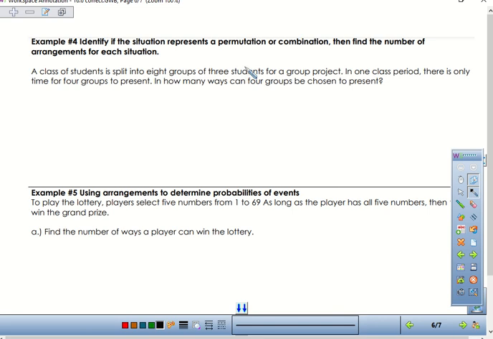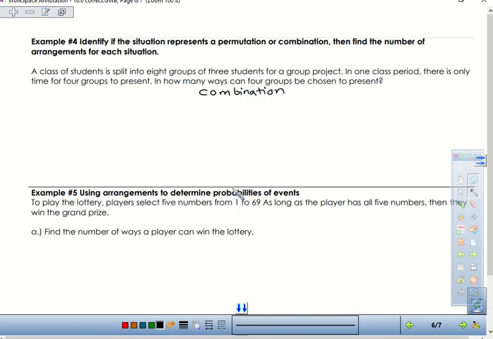Identify each situation, same thing. A class of students is split into 8 groups of 3 students for a group project. In one class period, there's only time for 4 groups to present. How many ways can the 4 groups be chosen to present? This one is hard to tell if it's a combination or a permutation, but we have to read the context of the problem. Does it say anything about it mattering who goes first, second, or third in the presentation? No, so we're just picking what 4 groups are going to be presenting today. We're not talking about what order they're presenting in, so this is just going to be a combination.